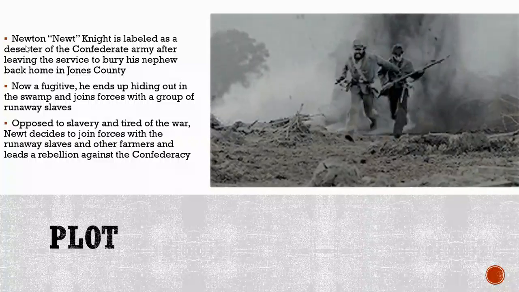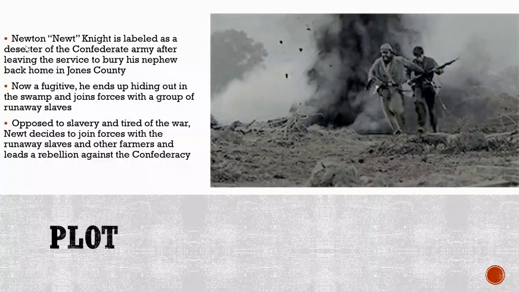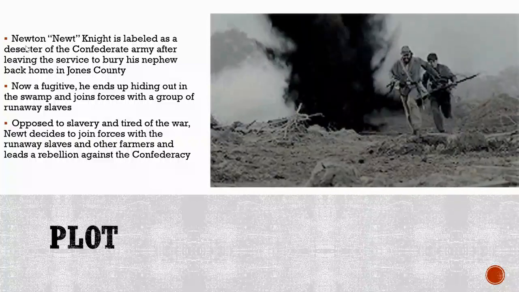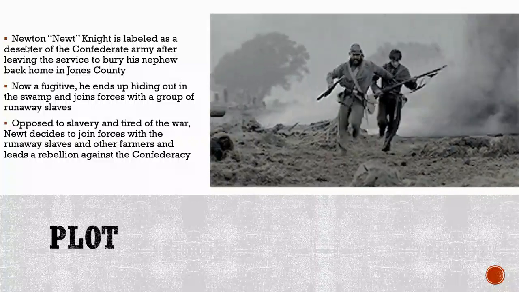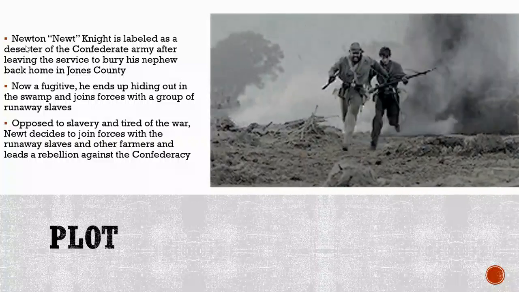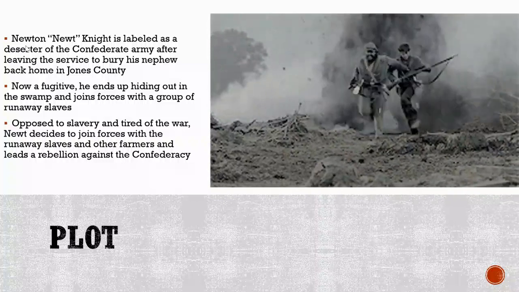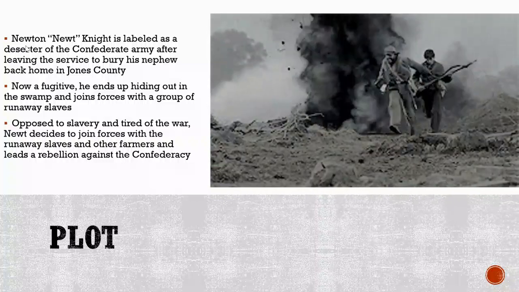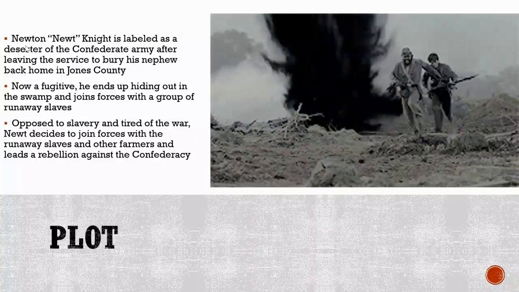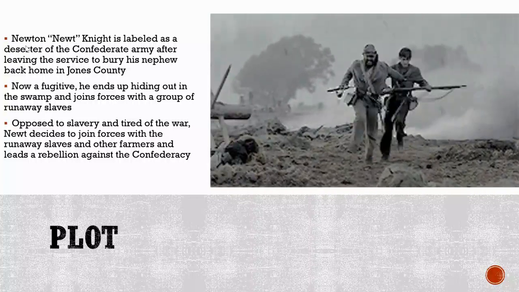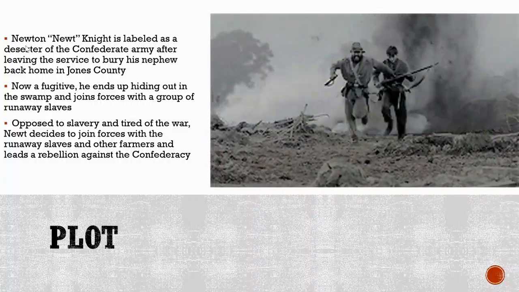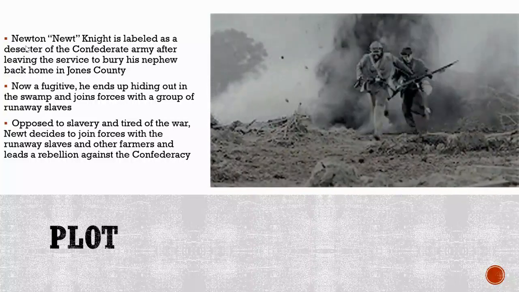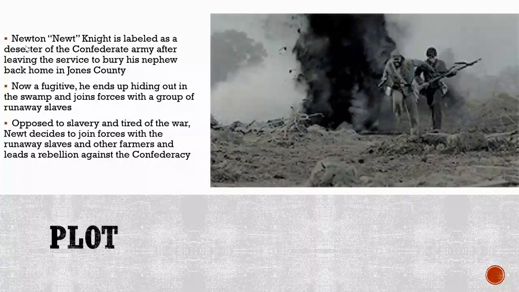So now, as a fugitive, he ends up hiding out in the swamp of Mississippi and joins forces with a group of runaway slaves. And eventually, as he's opposed to slavery and just overall tired of the ongoing war, Newt decides to join with the runaway slaves and other farmers in Mississippi who have their own reasons for wanting to rebel against the Confederacy. And thus, he leads the Jones County Rebellion.